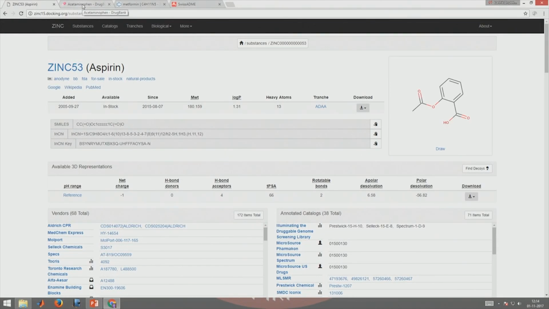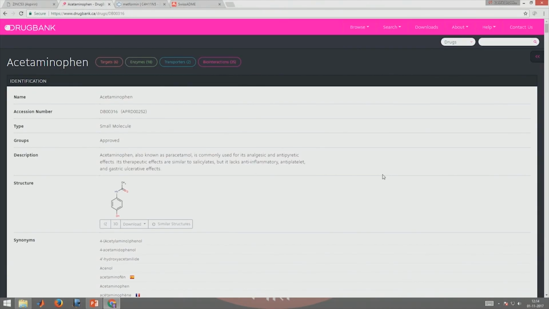Now, let us look at another database. This is called the DrugBank database. This molecule is called acetaminophen. It is like paracetamol, it is paracetamol. So, it can be used as an analgesic, antipyretic. These are the applications it is used for. It does not have anti-inflammatory or anti-platelet activity, but it can be used as an antipyretic.